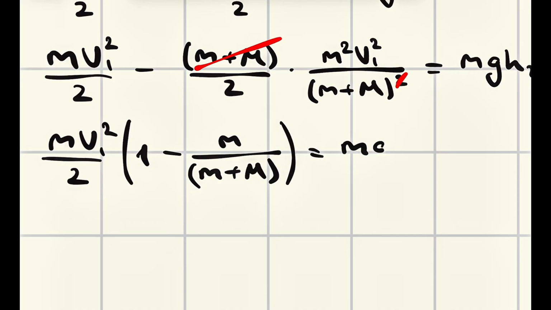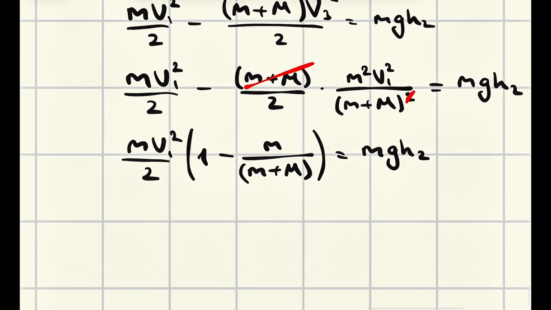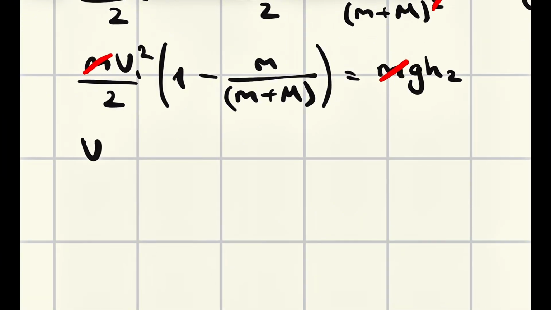And it will be equal to mgh2. And as you can see, we can cancel these masses out. Let's multiply this thing by this one. And then you would see that we'll have something like this: v2 squared divided by 2.